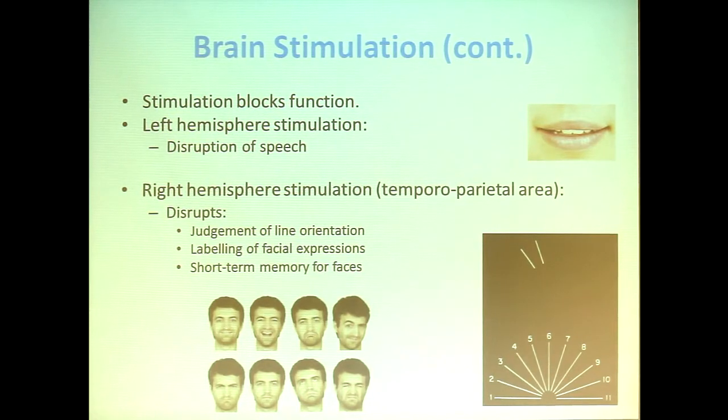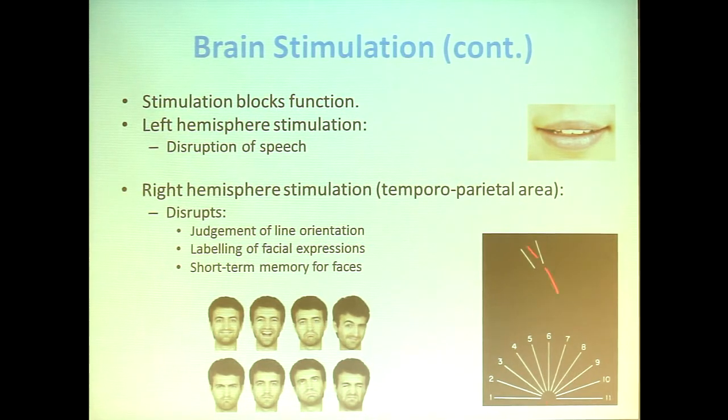It was also found that stimulation can block certain functions. For example, if a person's busy talking and the verbal areas are stimulated, it blocks their talking, suddenly they can't talk anymore. If they're quiet when it's being stimulated, then nothing happens. It's just when they're busy talking and that area is stimulated that it blocks the talking. And then they thought, well, what happens with the right hemisphere? The studies reported in Kolb found that people suddenly have difficulty with judgment of line orientation.